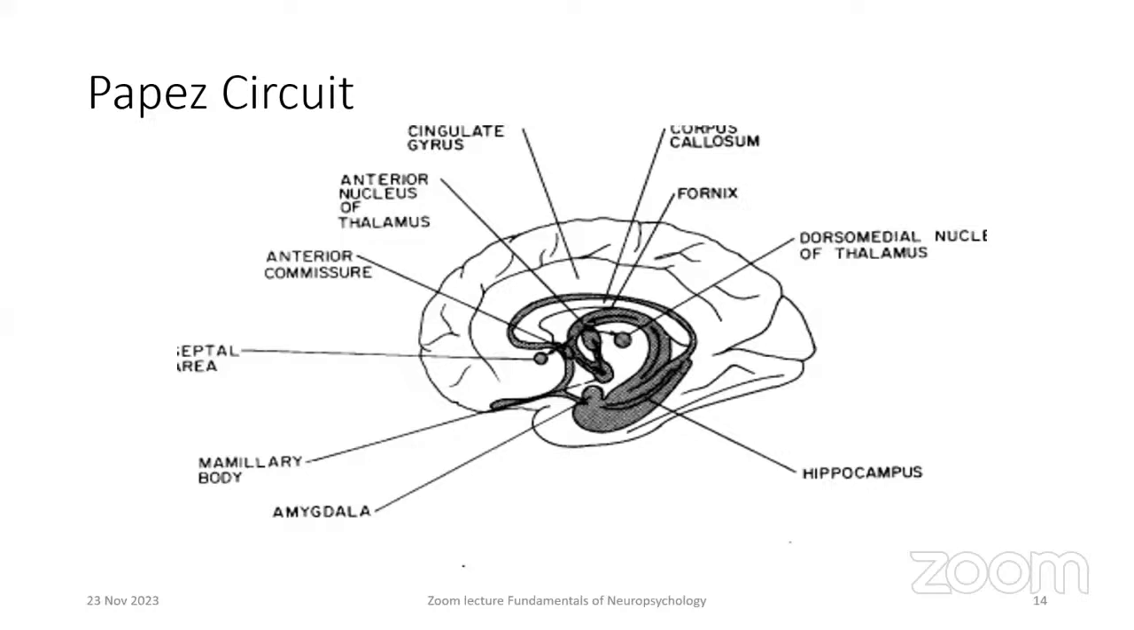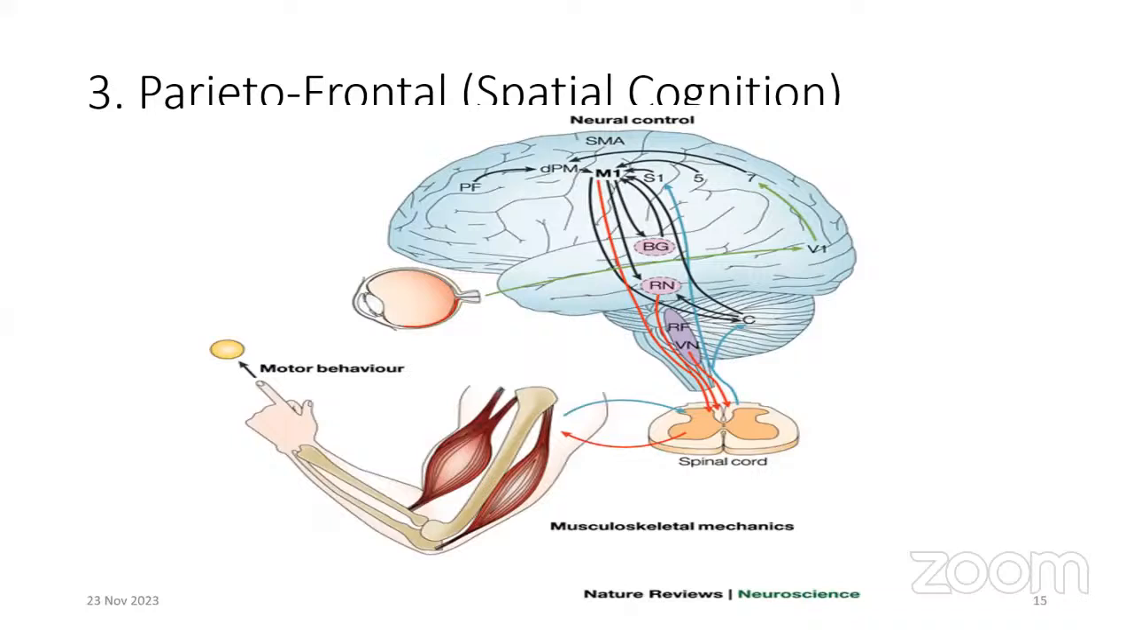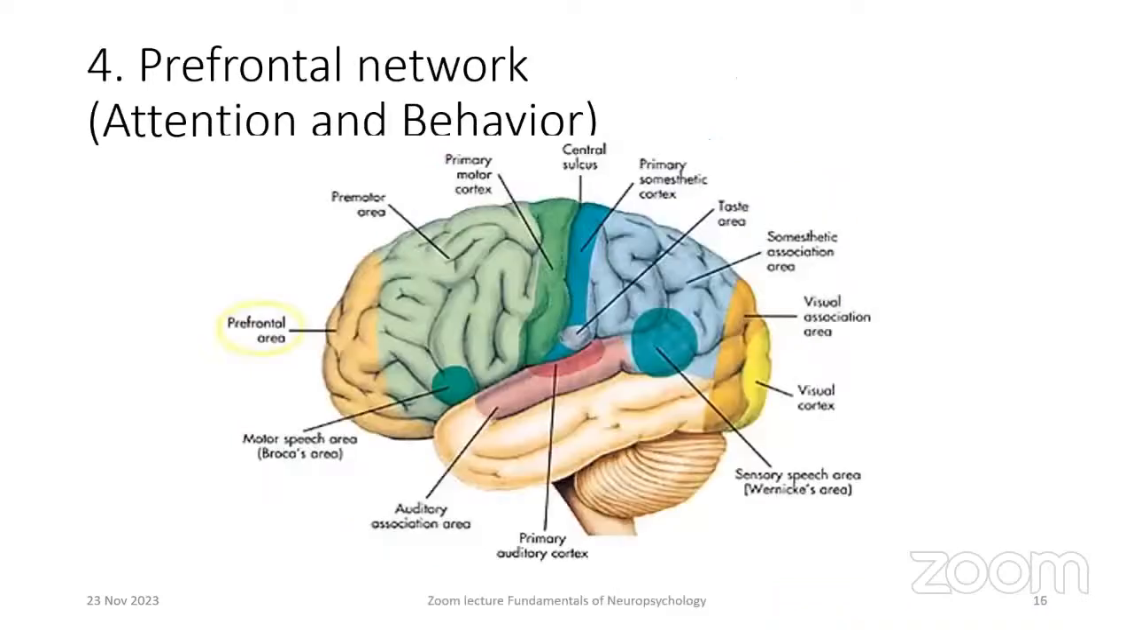The parietofrontal spatial retention network: you can see the supplementary motor area and basal ganglia connected to the red nucleus and the spinal cord, and it goes to the muscles. This is another important parietofrontal spatial cognition network. Attention and behavior: all parts of the brain are interconnected and subserve attention. Attention is the most important function.